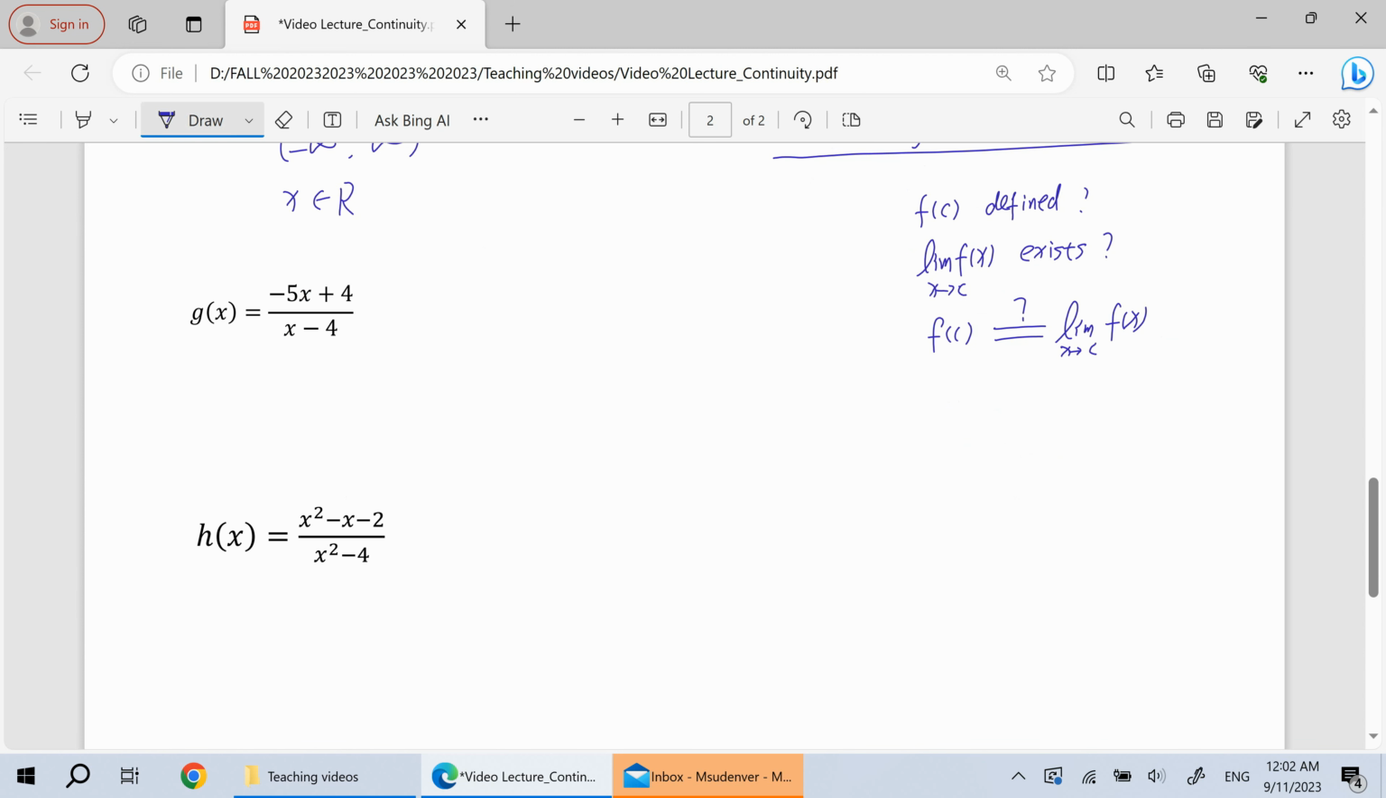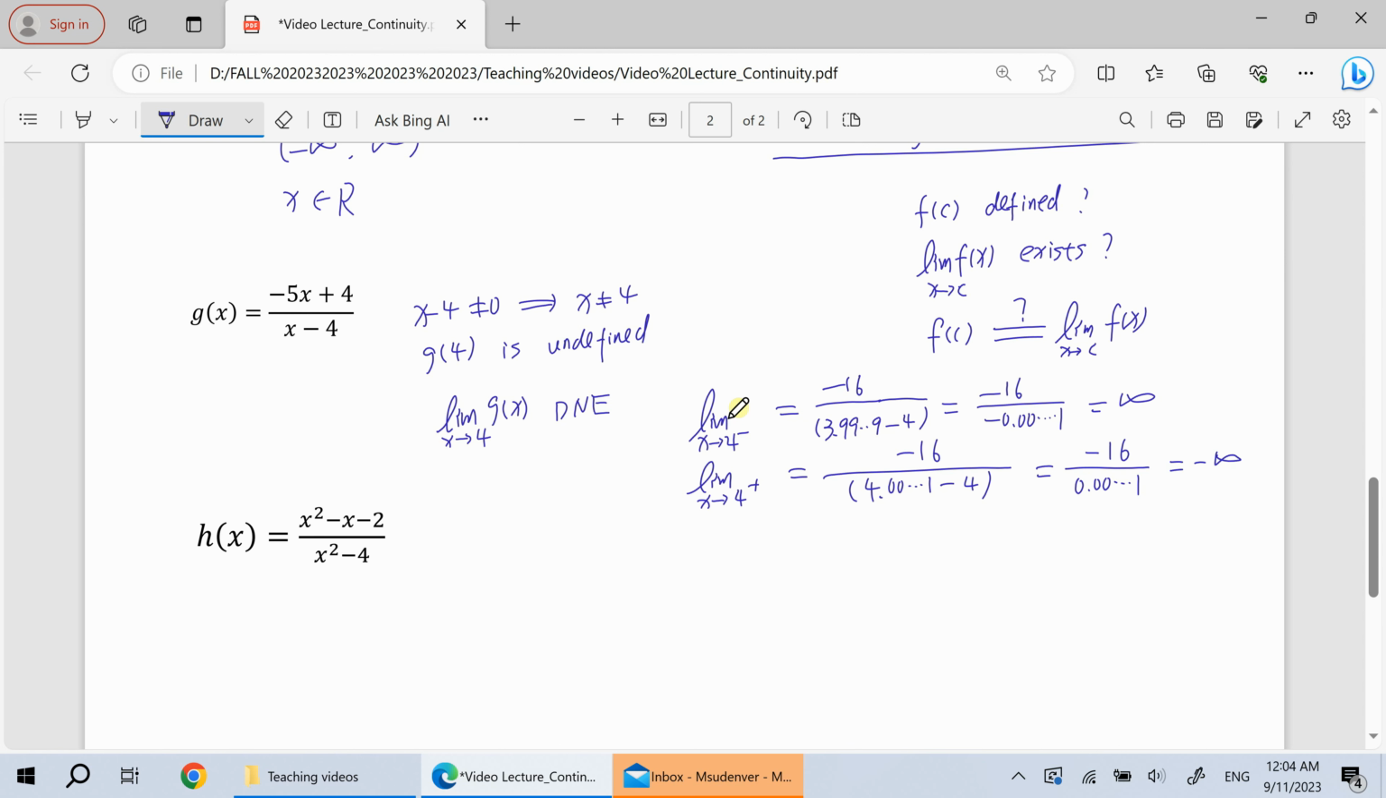The second one, we see the caution, x can't be 4. g of 4 is undefined, so it is not continuous. If you are interested, you can go verify this limit does not exist. We know the left limit goes to positive infinity, the right one is negative infinity, so the limit does not exist. So this function can't meet all three conditions. It is discontinuous.